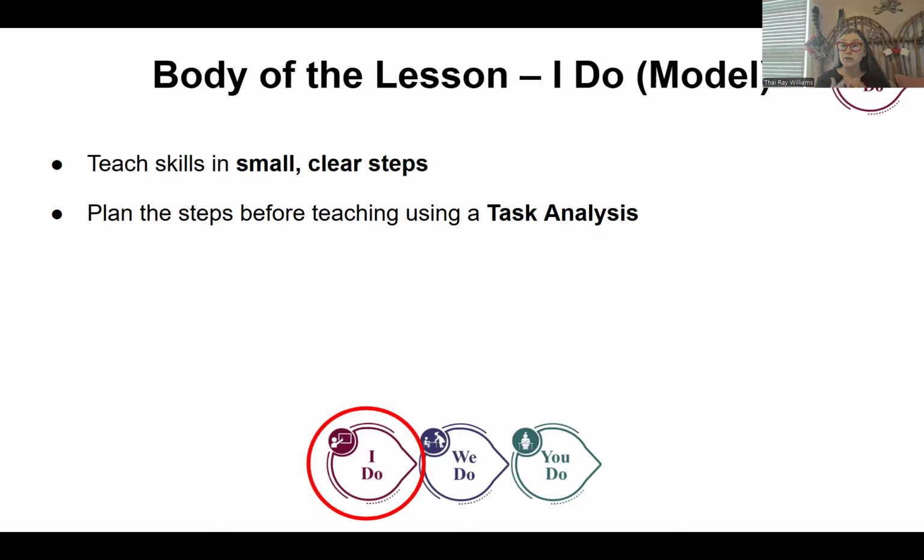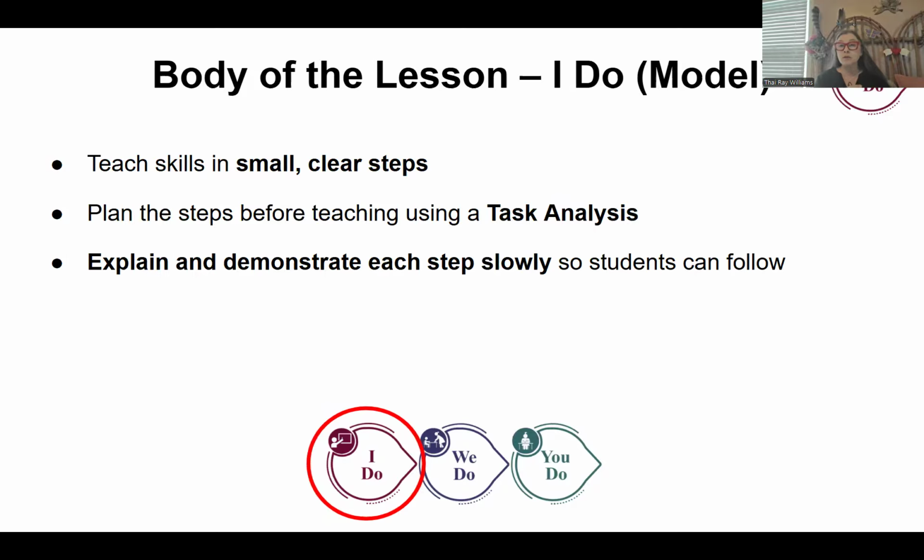And you're going to have opportunities to practice here as part of your preparation for class. And we're going to be working on it in class. But before you ever teach, you are going to plan your teaching steps. And you're going to do that by breaking the big skill into small steps using a task analysis.